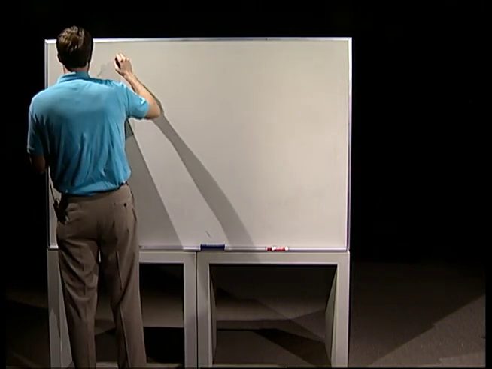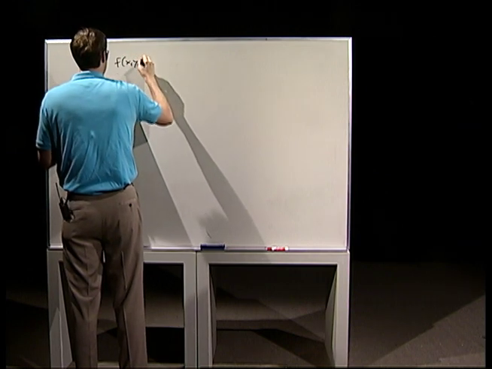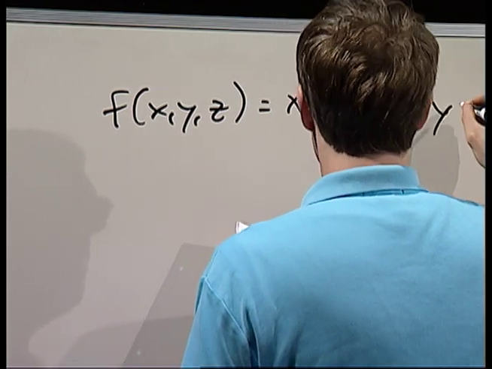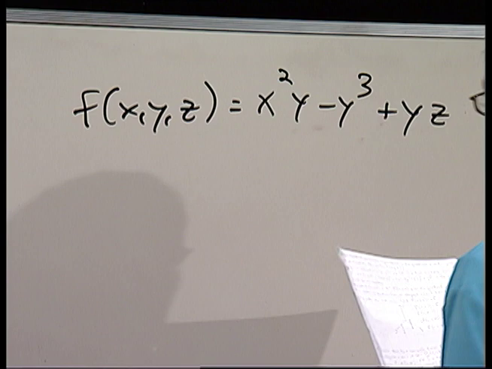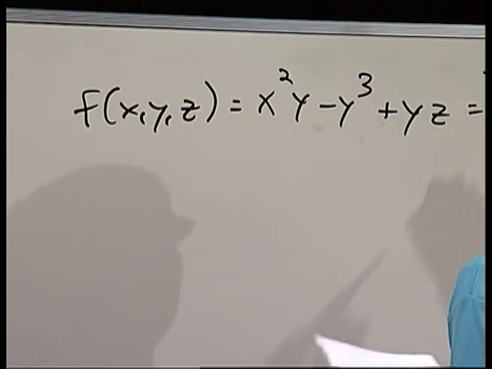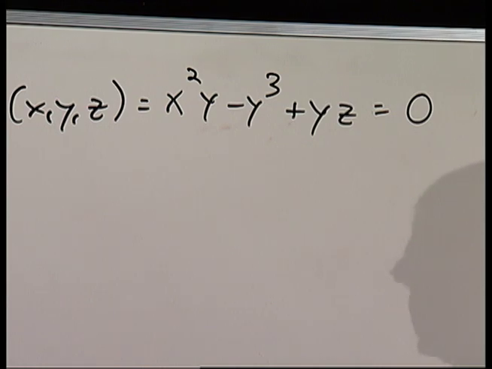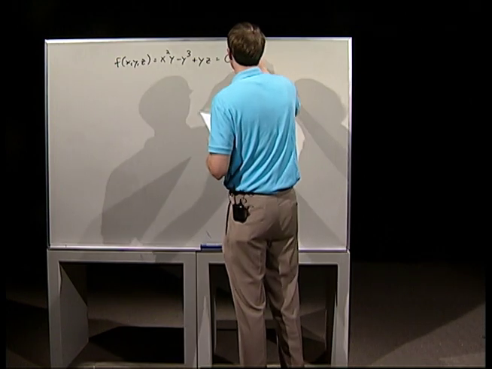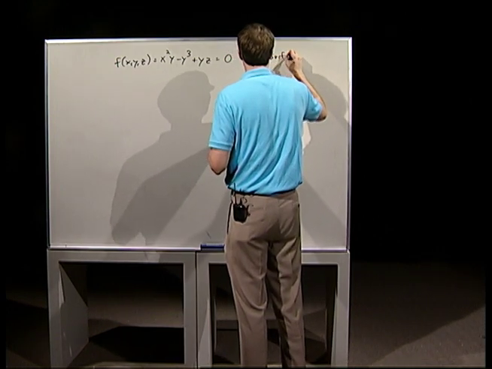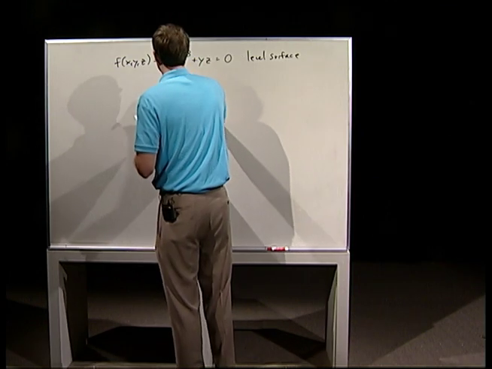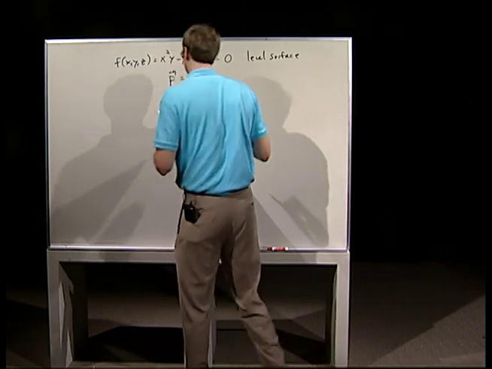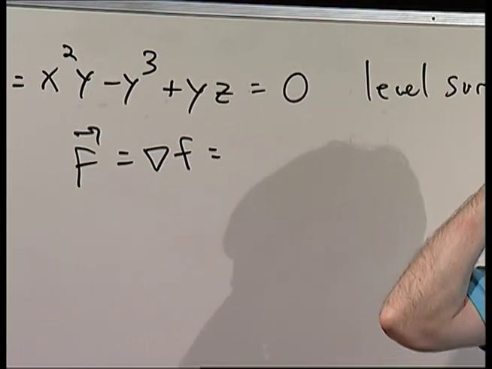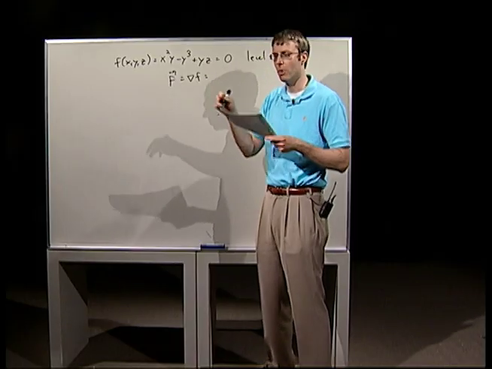So suppose we had a function f of x, y, z, and it was x squared y minus y cubed plus yz. And suppose we considered this function of 3 variables as a level surface of a 4D thing, right? So say you had this equal to 0. This is a level surface of a 4D guy. Then I can consider the gradient of that guy. So the gradient, remember, it's partial f, partial x is the i component, and partial f, partial y is the j component, partial f, partial z is the k component, right?